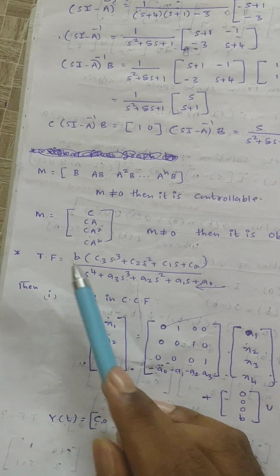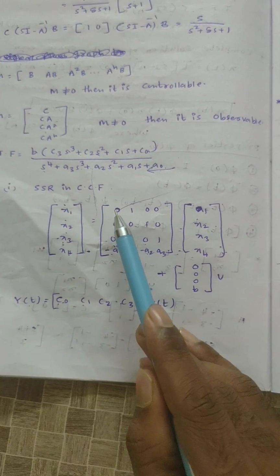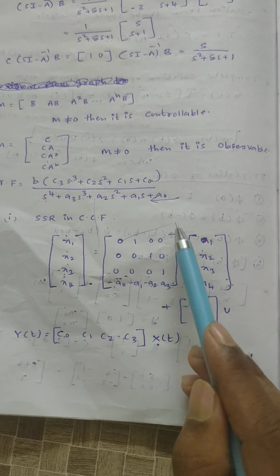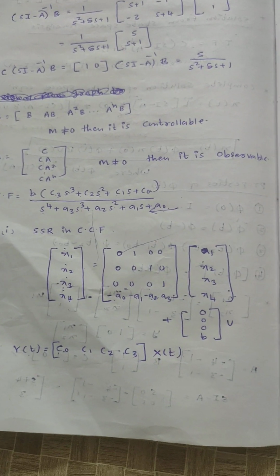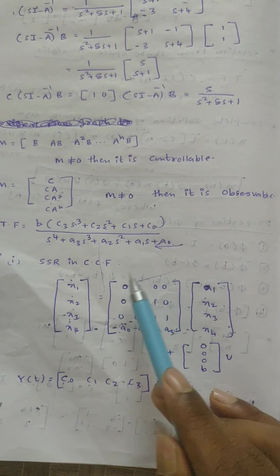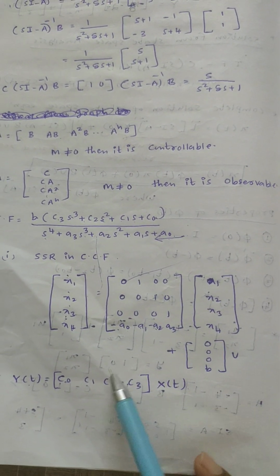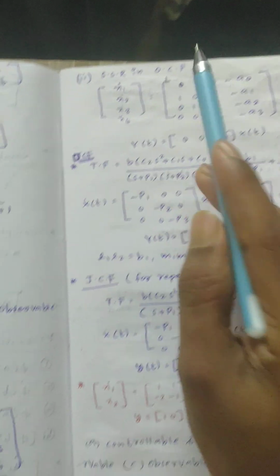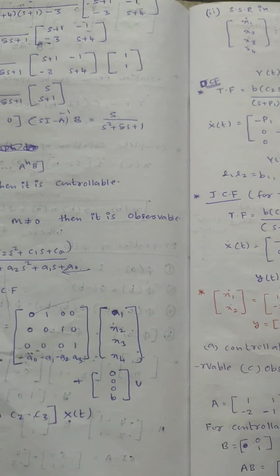Suppose the same transfer function should be represented in observable canonical form. That means first you need to represent it in controllable canonical form. After that, we can just transpose the given matrices. That means A transpose, B transpose and C transpose, then you will get the observable canonical form. That means rows are replaced by columns, and columns are replaced by rows.